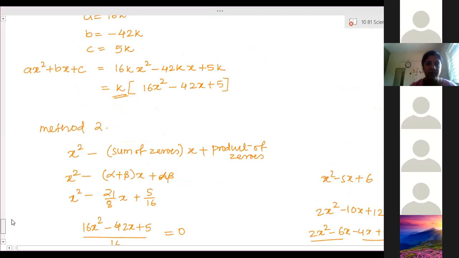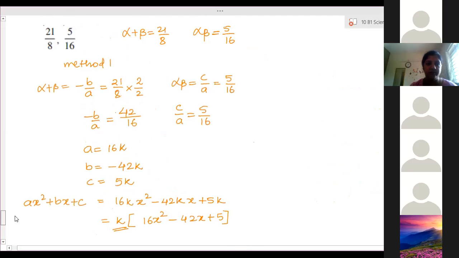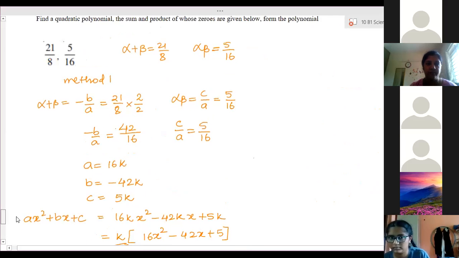So write down both the methods and after that you can leave. Any one of the methods you can use. Your homework will be the first part, first set, type 1, first questions, 15 questions, 16 questions are there. Complete those.